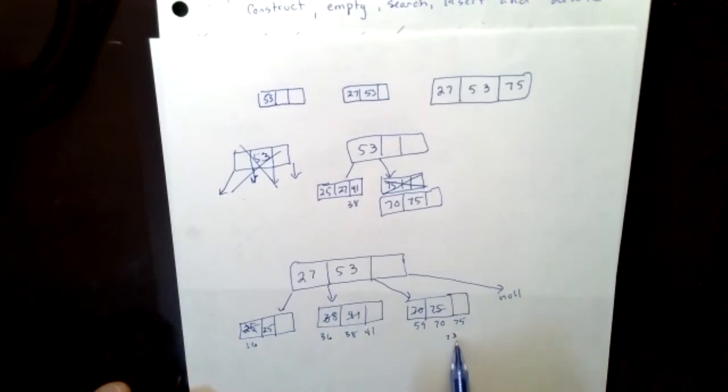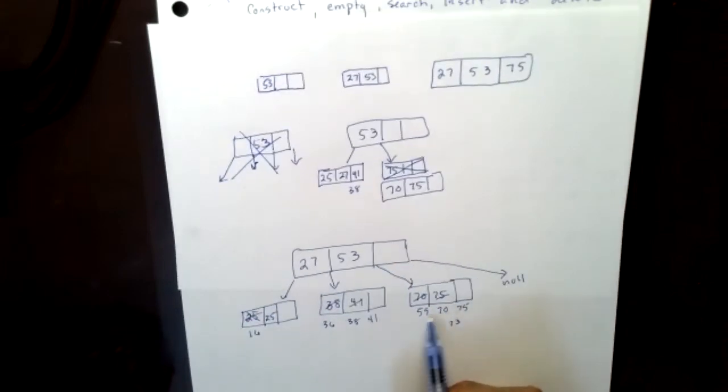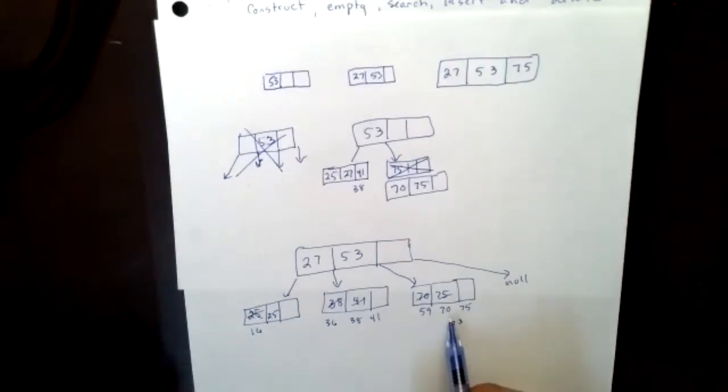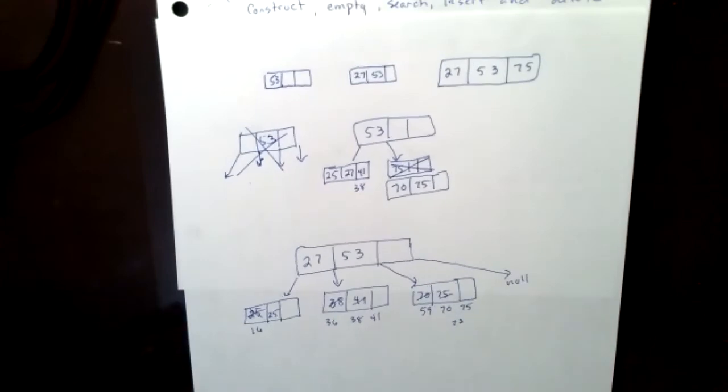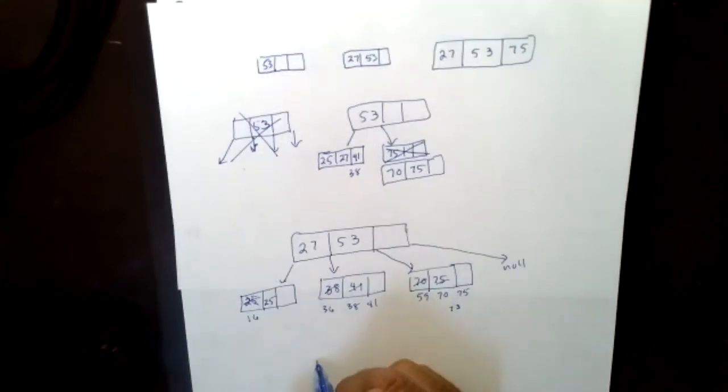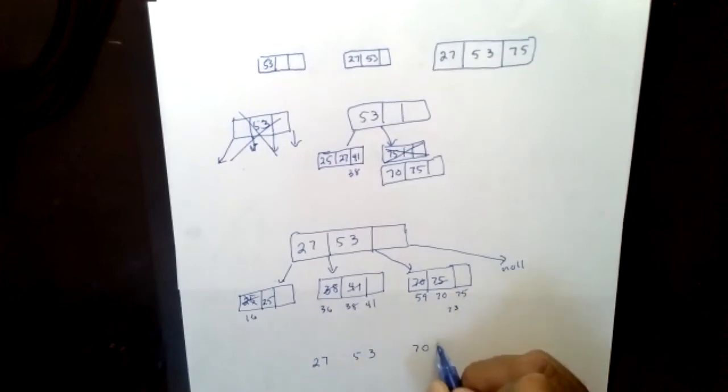Right? It blows up. 70 is the middle term. It's going to move up. To the left of 70 will be a 59. To the right of 70 will be the 73 and the 75. So now I have 27, 53, and 70.